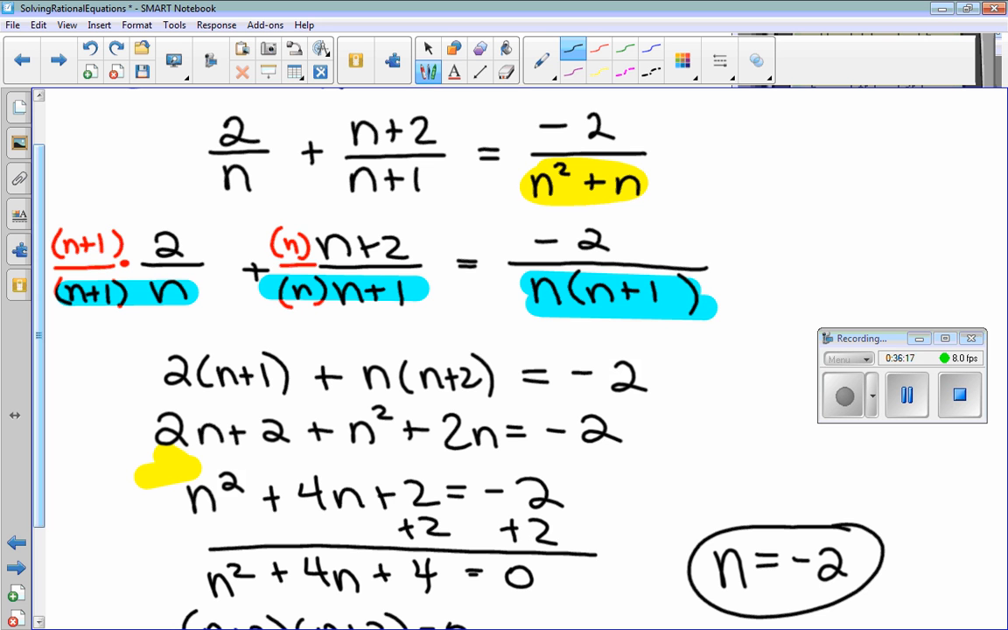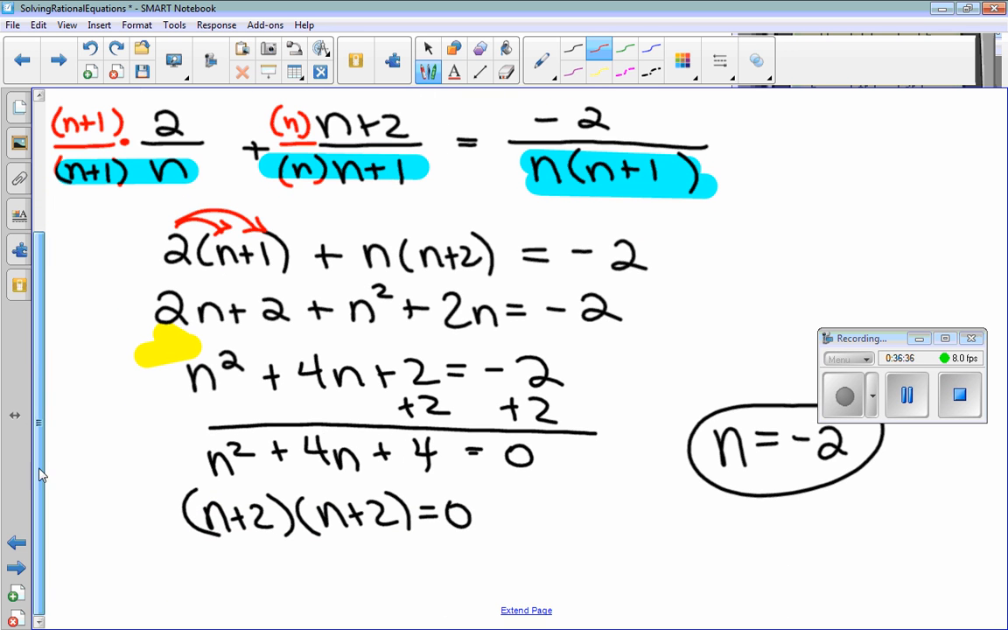You good? Where'd this 2 go? This is just distributing this to each piece. So 2n, 2 times 1 is 2. Oh, I combined. Well, this became this one. I moved it to kind of get it in the order I wanted. Okay? Love all these questions y'all are asking. That's awesome. Why is it equal to 0? I always want it to equal 0 when it's a quadratic, because then I can factor it.